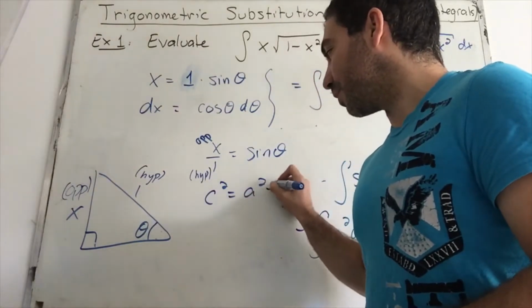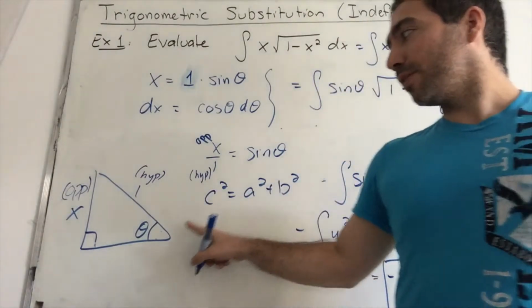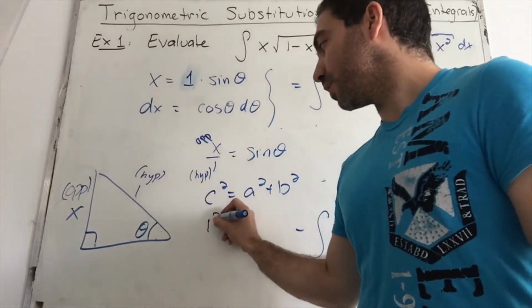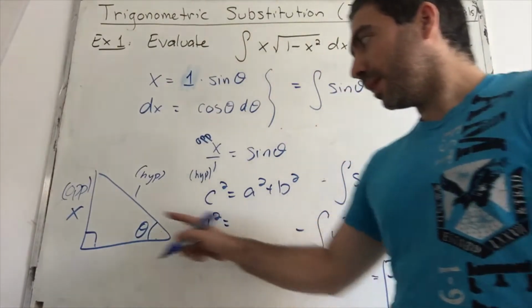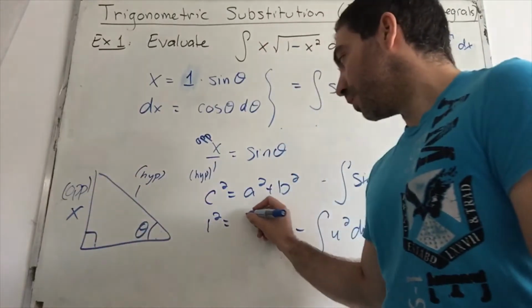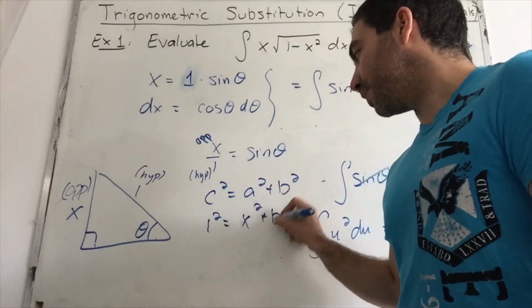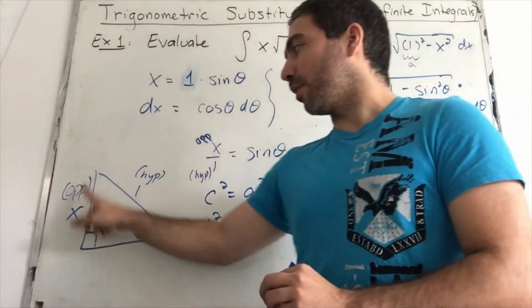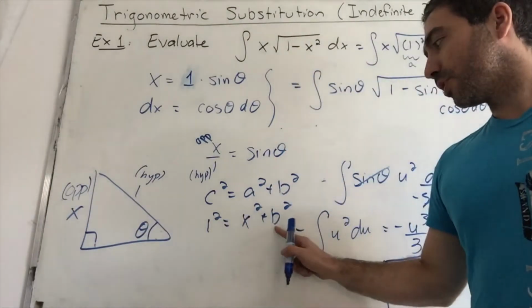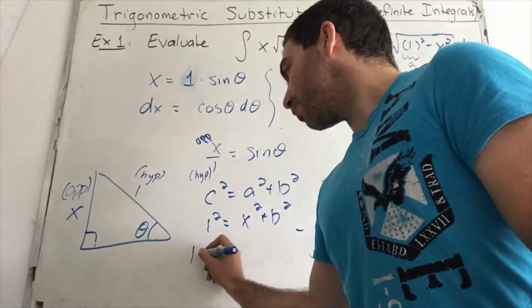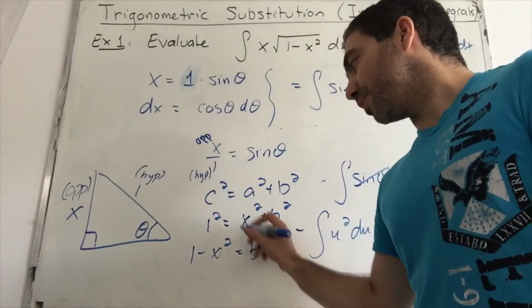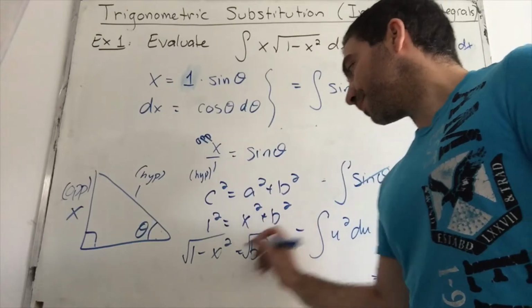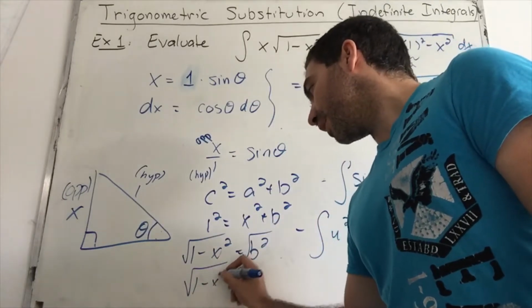c squared equals a squared plus b squared. c is the hypotenuse, the longest side, in this case 1. So 1 squared equals a squared plus b squared. a is one of the legs, it doesn't matter which one you choose. I'm going to take x, so x squared plus b squared, and b is what we're looking for, the other leg. I'm calling this a, I'll call this b. Solving for b, we bring the x over. We get 1 squared, which is 1, minus x squared equals b squared. And solving for b, we square root both sides: the square root of 1 minus x squared equals b.